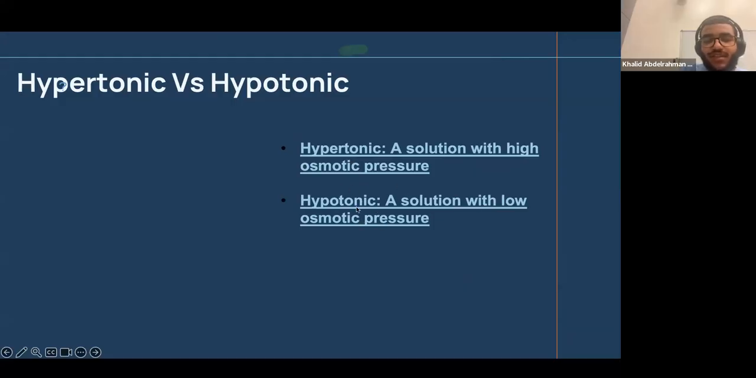You need to understand that this is a relative term. If I give you one solution, you can't say this is hypertonic or hypotonic, because you're not comparing it to anything else. In order for me to say something is hypertonic or hypotonic, it needs to be compared to something else. Hyper means more, hypo means less. Can you say something is more tonic if you're not comparing it with anything else? More tonic than what? It doesn't make sense. So when I'm comparing two solutions, I can say one is hypertonic and the other is hypotonic. But if I'm talking about one solution, you can't comment on the tonicity. Is that point clear?